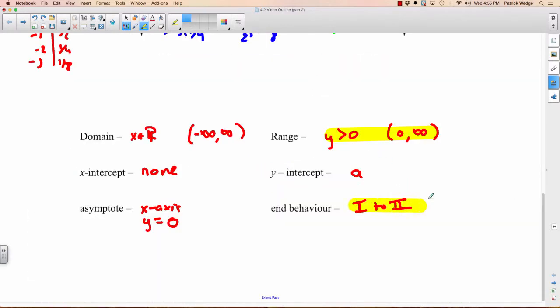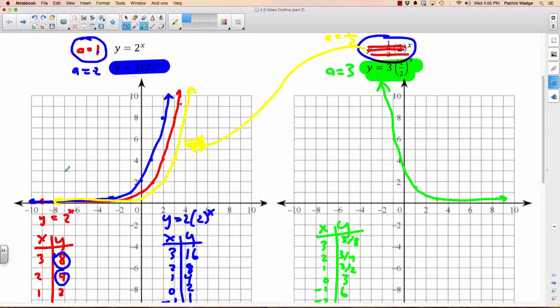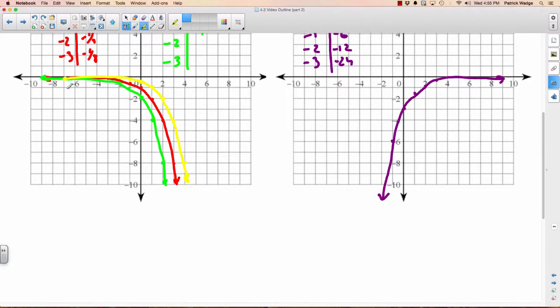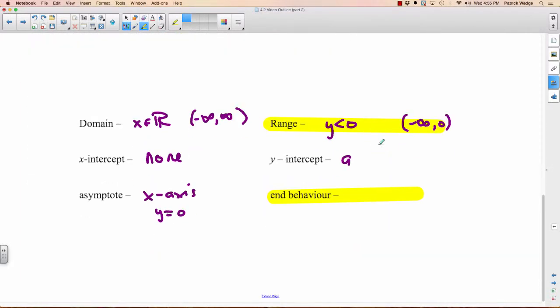Let's go back and look at end behavior. End behavior here we said was from quadrant 1 to quadrant 2. These all start in 1 and end in 2, or start in 2 and end in 1. Is that the same here? Again, no way. These all start in 3 and end in 4, or start in 4 and end in 3. So our end behavior is 3 to 4. So range and end behavior depends on the A value. But the other 4 things we have listed here are always the same. Doesn't matter what the A value is.